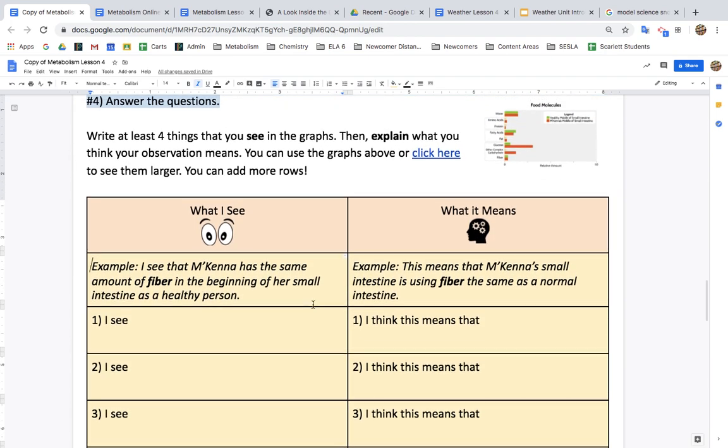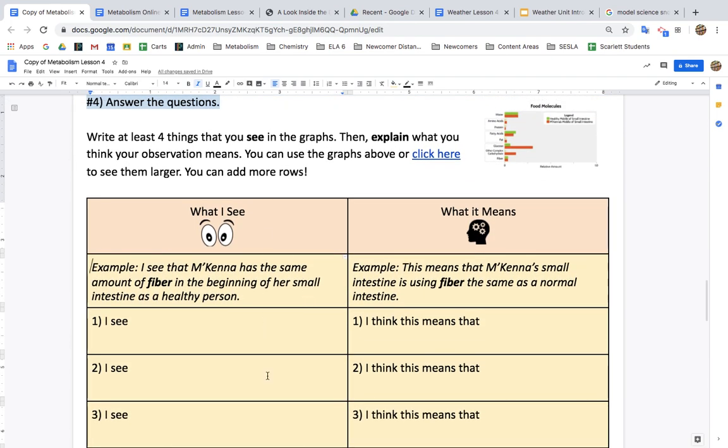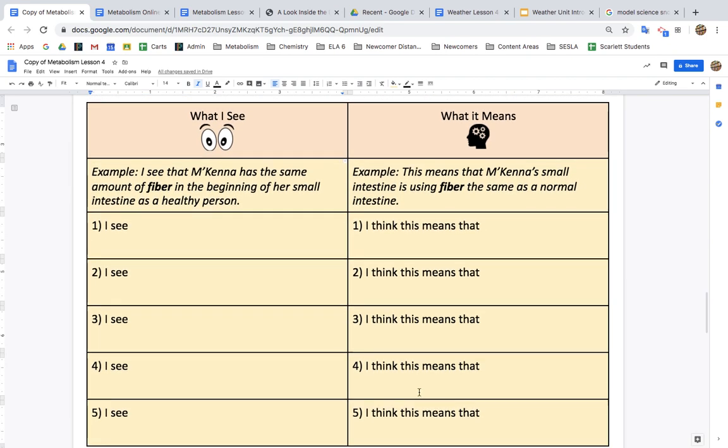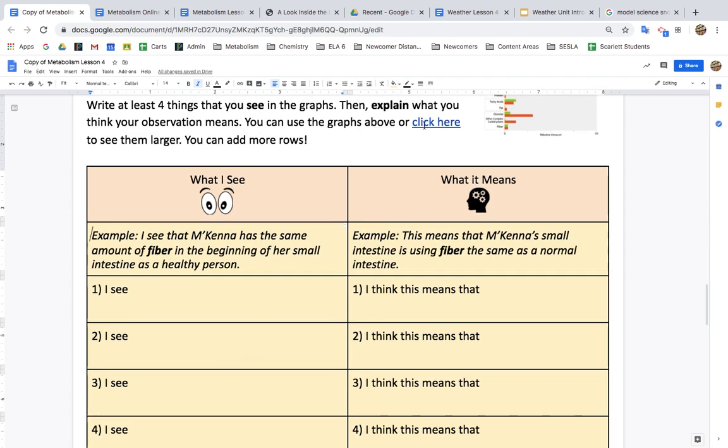If you're watching this video, you need help watching what you see in the graphs and what you think it means. Start by just writing what you see. I'm going to open the graphs to see them bigger, and let's write what we see.